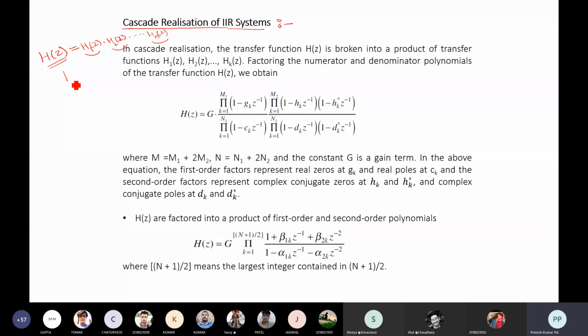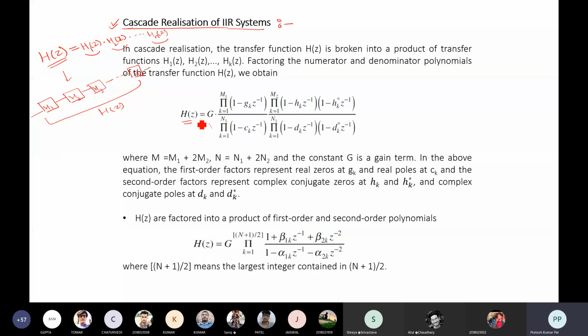If this is the representation we need to form, then H(z) will be considered as H1 in cascade with H2 in cascade with H3 and so on, up to Hn at the last. This combined will be considered as your H(z). So this is how the cascade realization of IIR systems is done. The same is represented in terms of a mathematical expression.